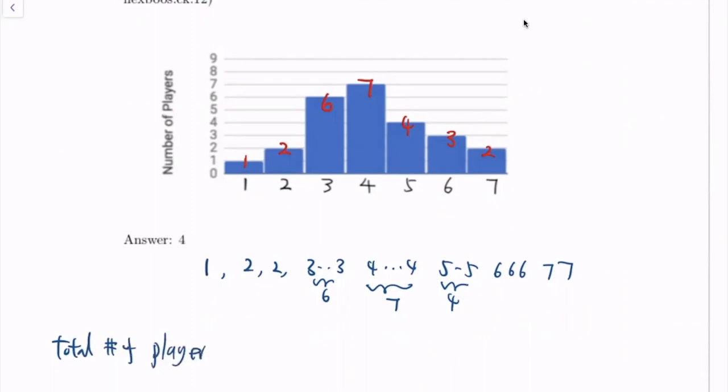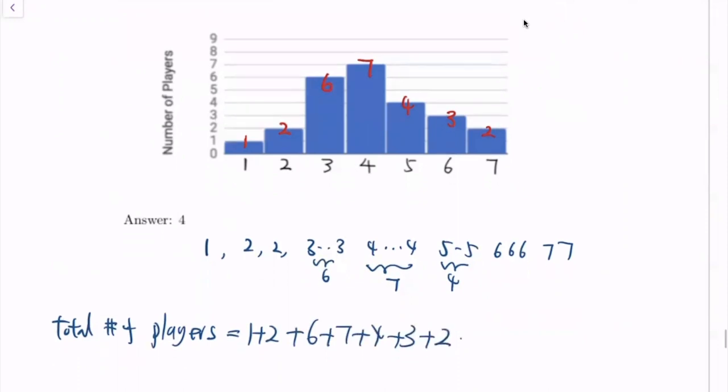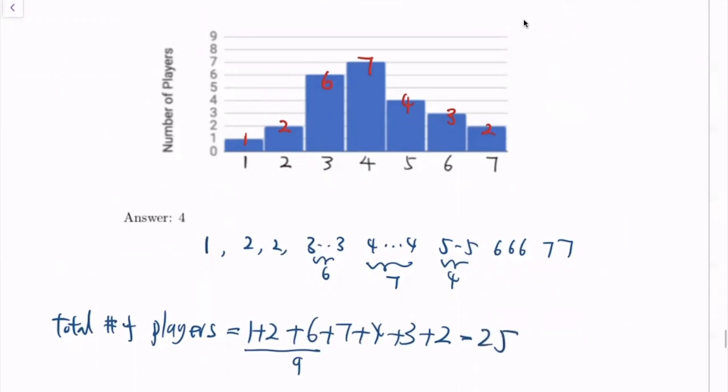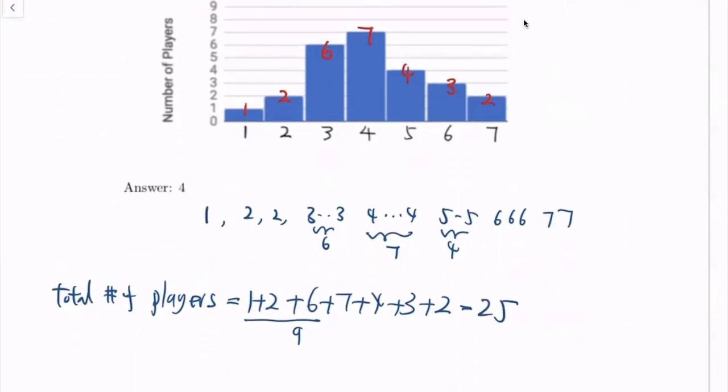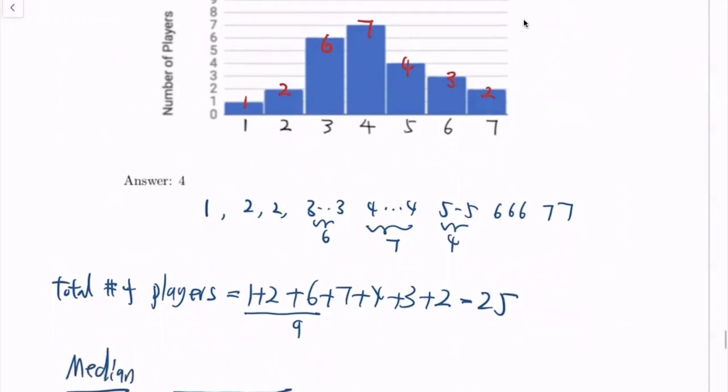Then we get the total number of players, which is the same as the total number of numbers in this sequence, equals 1 + 2 + 6 + 7 + 4 + 3 + 2, which is 25. Now if you have 25 numbers, how do you find the median? Here we're looking for the median. If it's 25, then this is an odd number, so it's exactly the one in the middle.